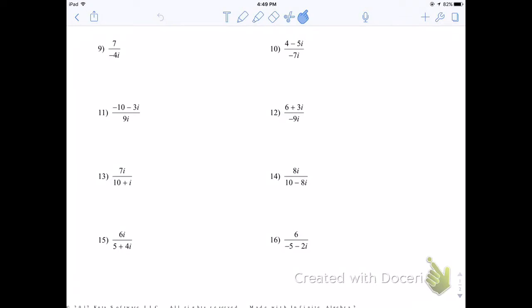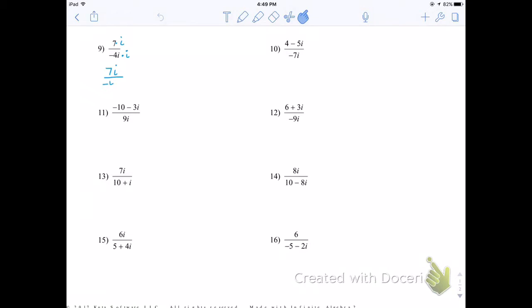All right, so this next part is going to be doing some dividing of complex numbers. So you can see that for number 9, we're going to do 7 divided by negative 4i. The main thing is that we've got to get that i out of the denominator, so we're going to multiply the numerator and the denominator by i, and you'll see why we do that.